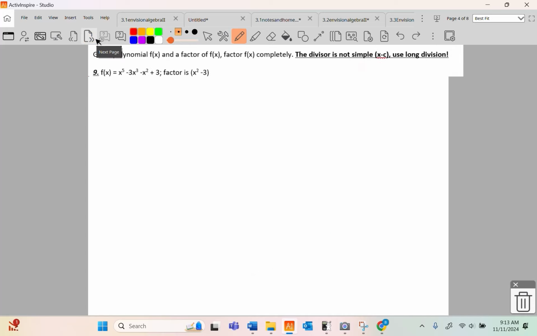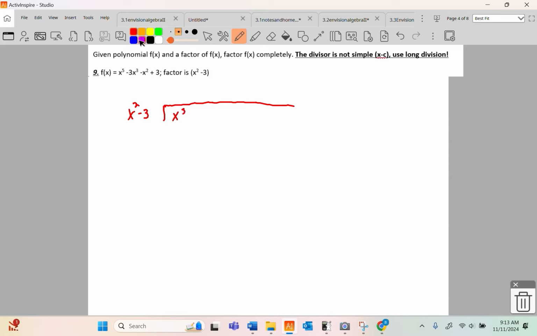Given a polynomial f of x and a factor of f of x, factor f of x completely, and it says there the divisor is not simple. It's not x minus a constant. Use your long division. So this is the previous day's lesson. Going to throw x squared minus 3. You know, I run into a lot of kids who just would rather do long division. The problem with long division is she's long.